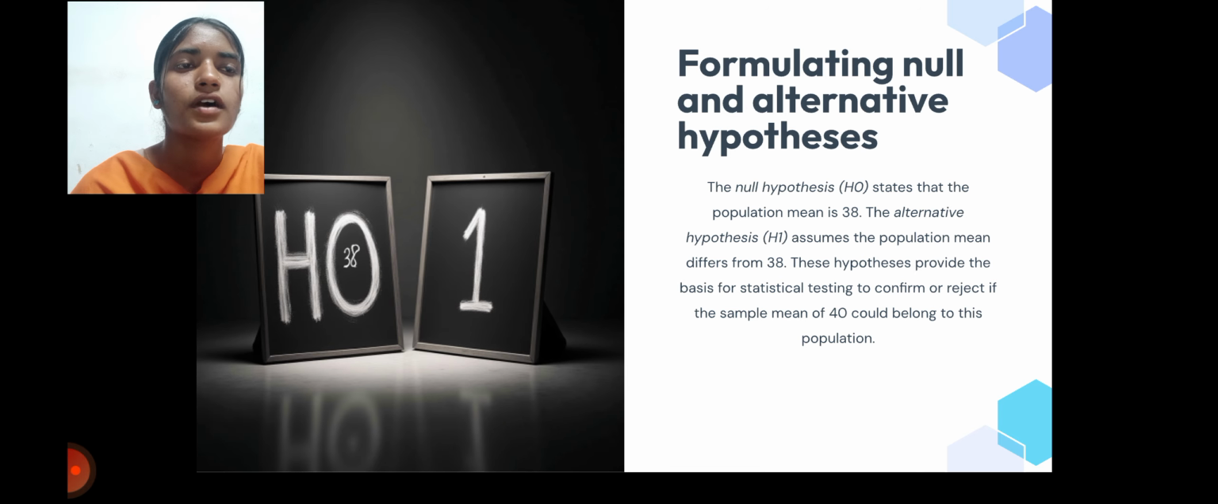First one, hypothesis testing. Next, formulating the null and alternative hypothesis. The null hypothesis H0 states that the population mean is 38. The alternative hypothesis H1 assumes the population mean differs from 38. These hypotheses provide the basis for statistical testing to confirm or reject if the sample mean of 40 could belong to this population.